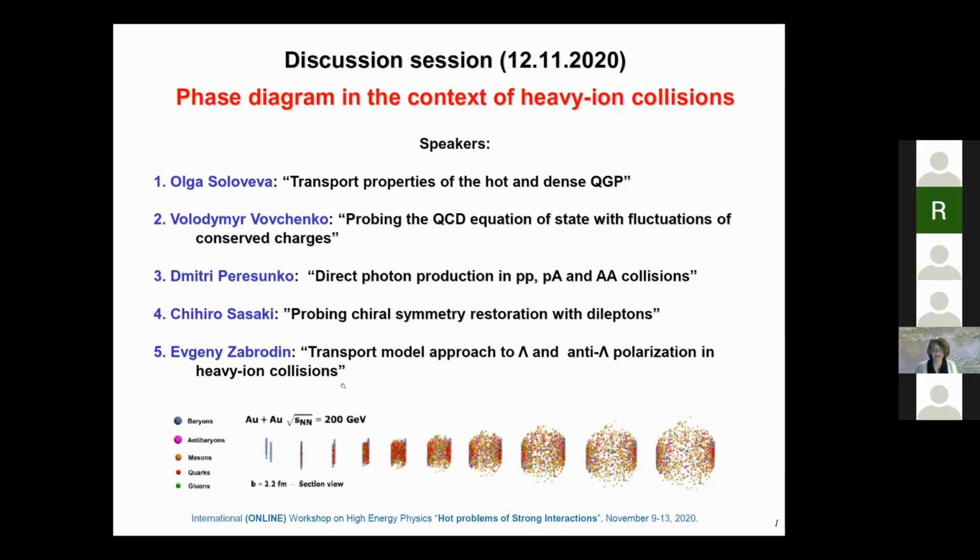I think we can start because, according to my watch, 10 minutes have passed. So, okay, good evening, everybody. Let's start our discussion session on the phase diagram in the context of heavy ion collisions.